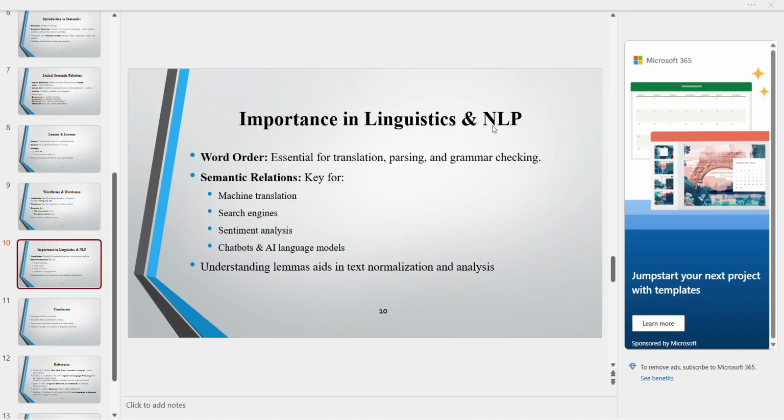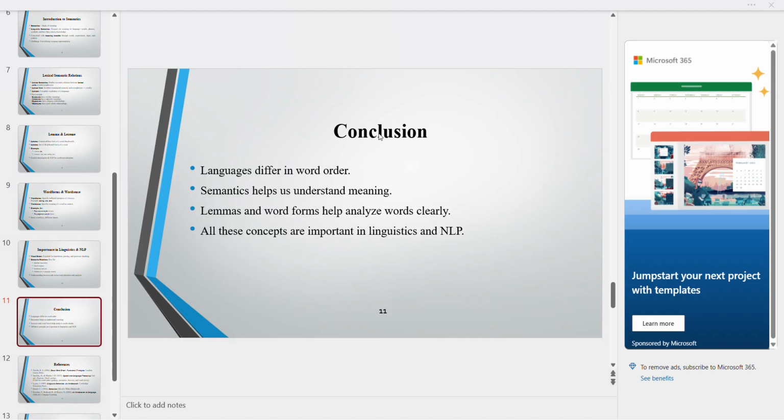Importance in linguistics and NLP. Word order is essential for translation, parsing, and grammar checking. Semantic relation includes machine translation, search engines, sentiment analysis, chatbot, and AI language models. Understanding lemmas aids in text normalization and analysis. Then the conclusion: languages differ in word order. Semantics helps us understand meaning. Lemmas and word forms help analyze words clearly. All these concepts are important in linguistics and NLP.